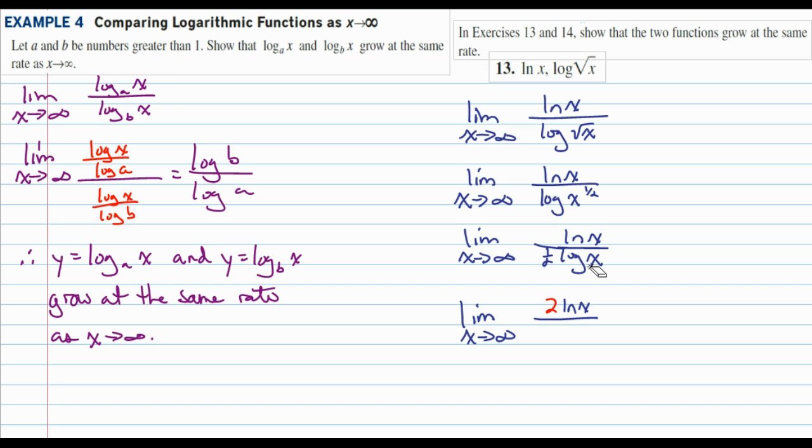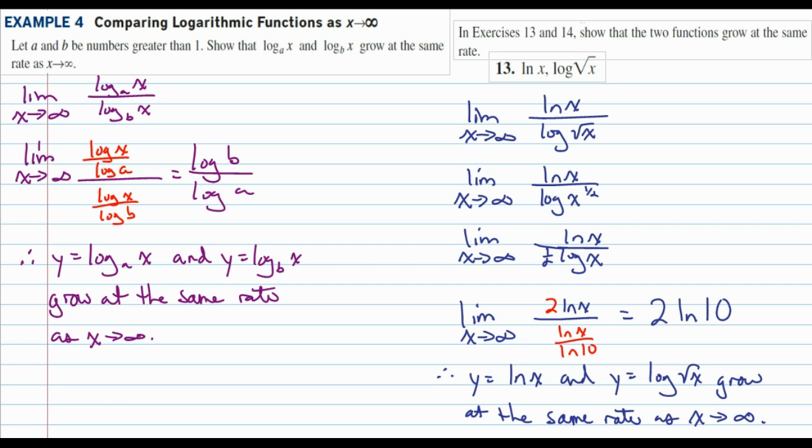Now let's use the change of base formula and get that log base 10 into log base e. So that would be the natural log of x over the natural log of 10. So the natural log of what you're taking the log of, divided by the natural log of the old base. The natural logs now cancel out the natural log of x, and I get 2 times the natural log of 10. So even though that's a funky number, it is still a constant, so I can conclude that y equals natural log of x and y equals log of square root of x grow at the same rate as x approaches infinity.